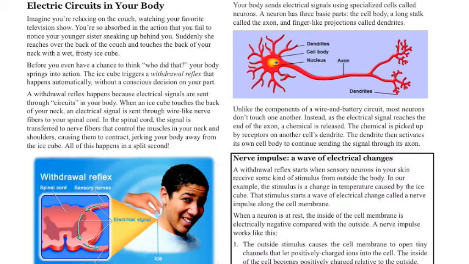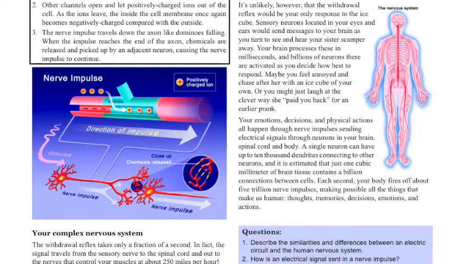A nerve impulse works like this. 1. The outside stimulus causes the cell membrane to open tiny channels that let positively charged ions into the cell. The inside of the cell becomes positively charged relative to the outside. 2. Other channels open and let positively charged ions out of the cell. As the ions leave, the inside of the cell membrane once again becomes negatively charged compared with the outside. 3. The nerve impulse travels down the axon like dominoes falling. When the impulse reaches the end of the axon, chemicals are released and picked up by an adjacent neuron, causing the nerve impulse to continue.